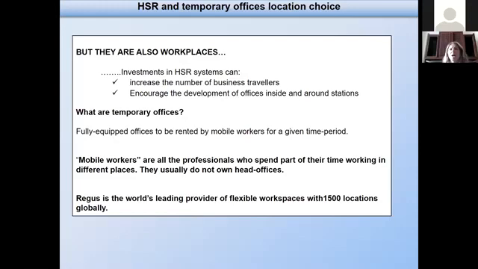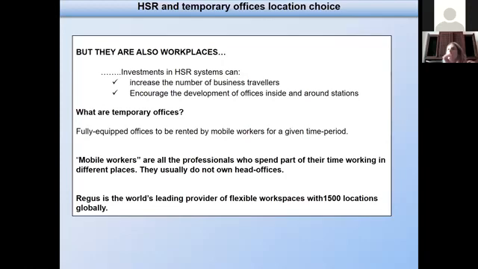Life is changing. Look at us. We are at home working, smart working. Before COVID-19 and after COVID-19, life has changed. Mobile workers are people who do not own head offices. They are pushed to travel in order to have their meetings everywhere. So temporary offices are offices that can be rented for short time periods, for example, 1 hour, 2 hours, 1 week, 3 months.